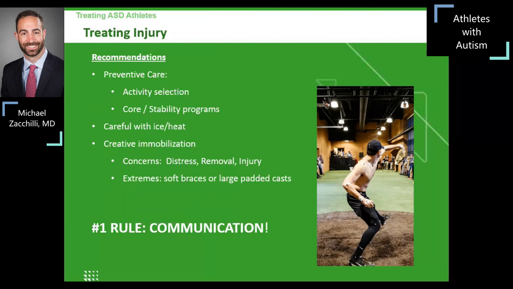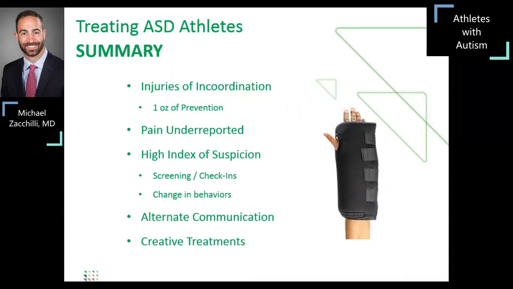So in summary, these are injuries of incoordination. And so an ounce of prevention is worth a pound of treatment. Pain is largely underreported, and we have to have a high index of suspicion, should check in with these patients regularly, and watch for change in behaviors that can subtly signal pain. We need to consider alternate communication and creative treatments if they do get injured.